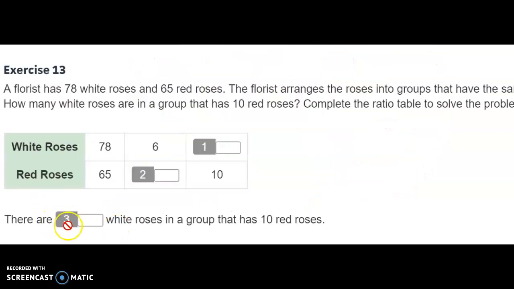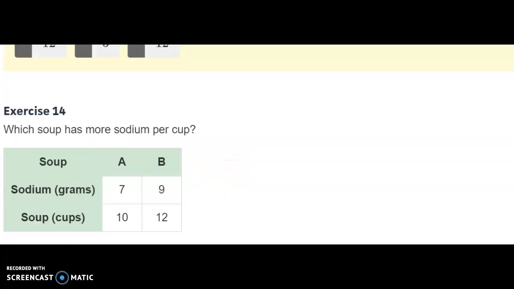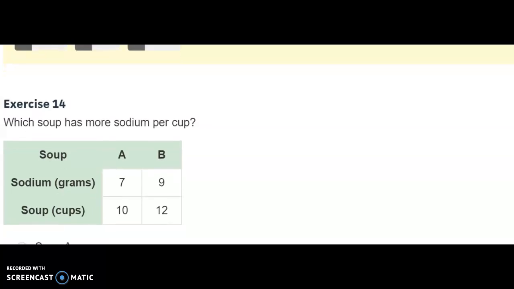And then our last question says there are blank roses that have 10 red roses. So when we look right here, our answer is 10. What is the number that goes right above this? And we already answered that. It's 12. If you were paying attention to this, we did this already in one of the other exercises.